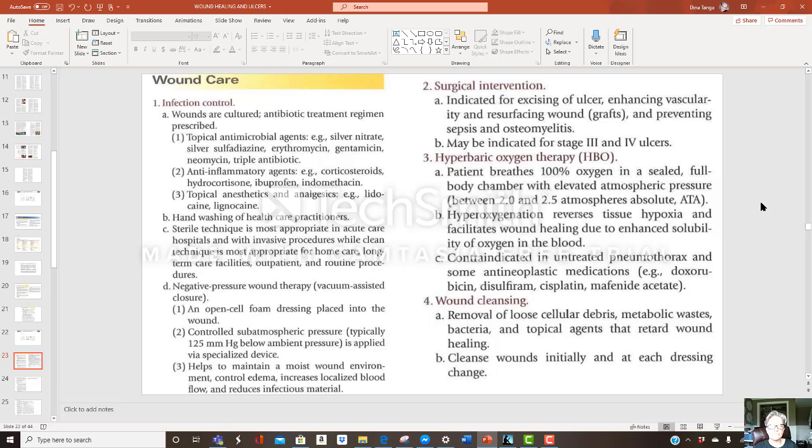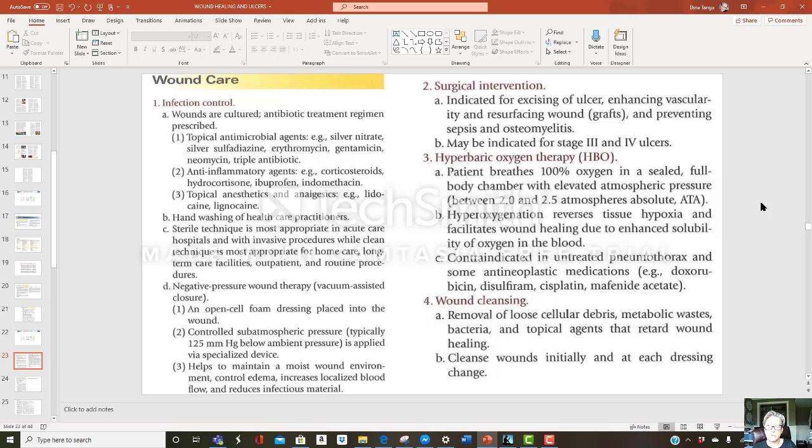Surgical intervention, indicated for excising of ulcer, enhancing vascularity, and resurfacing the wound with grafts, and preventing sepsis and osteomyelitis. May be indicated for stage 3 and 4 ulcers.